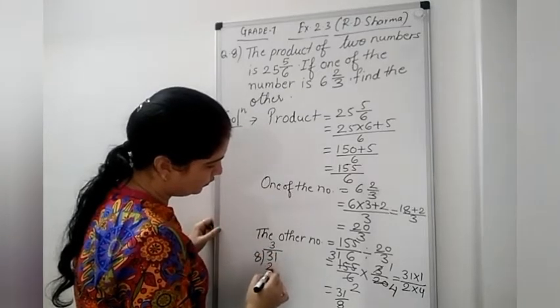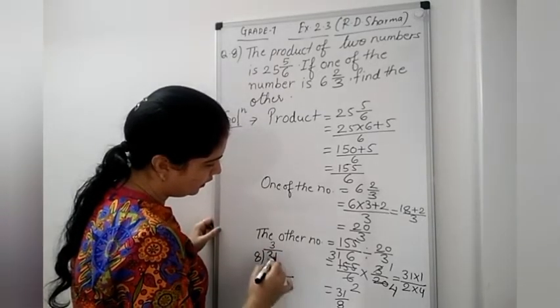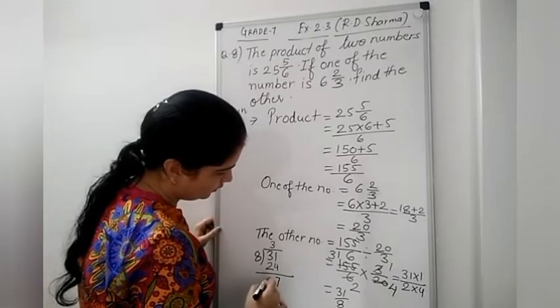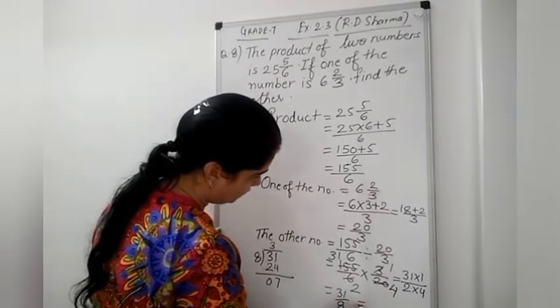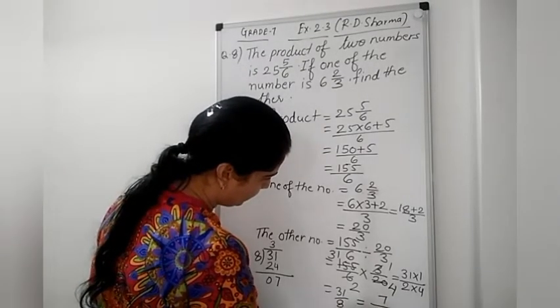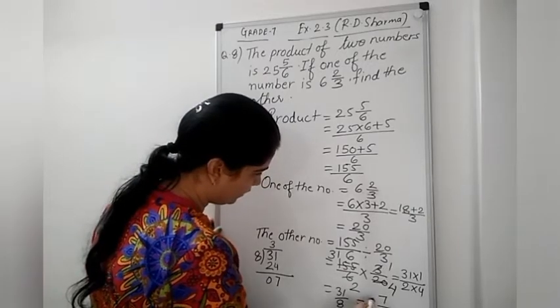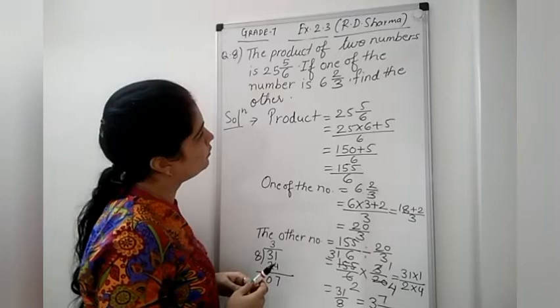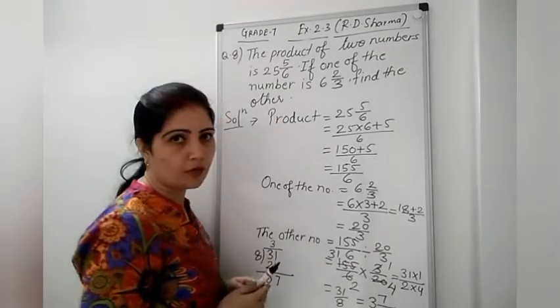8 3s are 24, 8 4s are 32 will be greater. 11 minus 4 will give you 7. This is 0. So you will get the answer, remainder is 7. 7 will be here divided by 8 and quotient will come here. So your answer will be, the second number will be 3 7 upon 8.